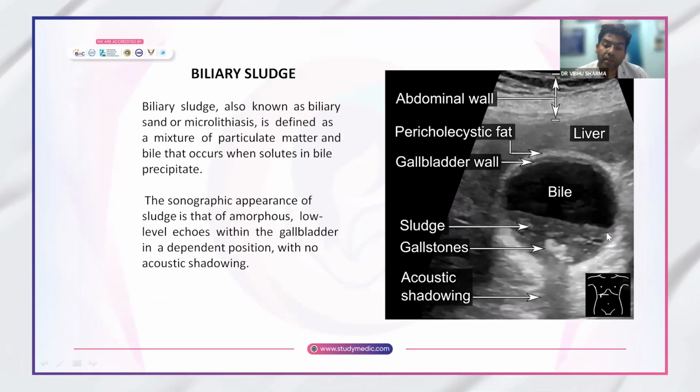Sometimes you see level within the gallbladder lumen. That is when we suspect sludge. So this is a case of biliary sludge. Stones which are within, they are like drowned within the sludge. And the sonographic appearance of sludge is that of amorphous low-level echos within the gallbladder, and it's always in a dependent position with no acoustic shadowing.